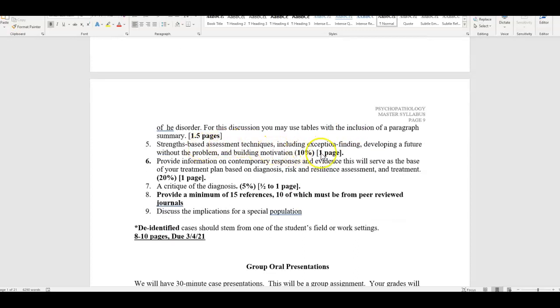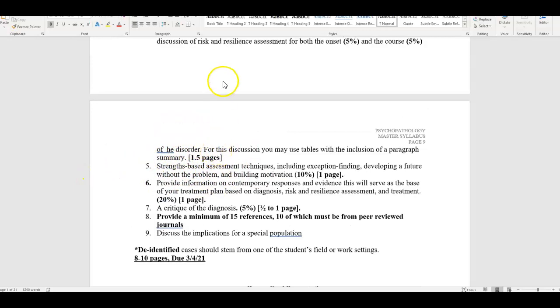Strength-based assessment techniques, including exception finding, developing a future without the problem, and building motivation. As social workers, we're trained and oriented differently when we're thinking about mental health and working with clients. We are not pathology driven. We try to understand what the problems with clients are, but we also want to be strength based. So here you're being challenged to do a little bit more in understanding not just the resilience that is listed here, but of course it could be very aligned.